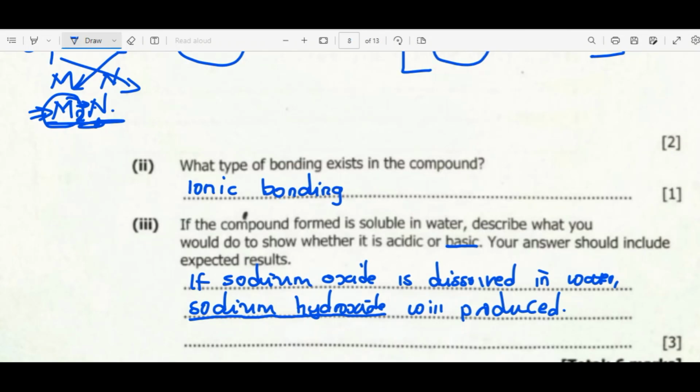Now if you look at sodium oxide, which is the compound that we are dealing with, this is a metal oxide. And since it's a metal oxide, if you look at the nature of group 1, this is an alkali. So that is what we are expected to have here.